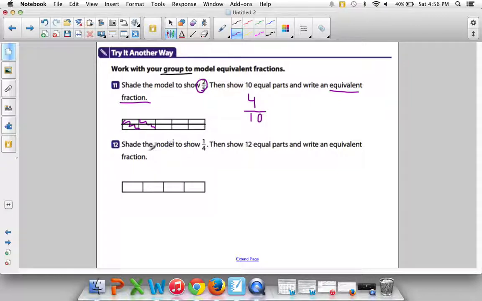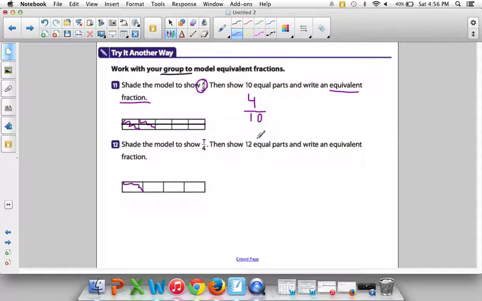Shade the model, number 12, last one. Shade the model to show 1/4. No problem. There are 4 pieces. Thank you, 4. And that 1 means to shade just one of them. There, shaded. Done. Hooray for us. Then show 12 equal parts.